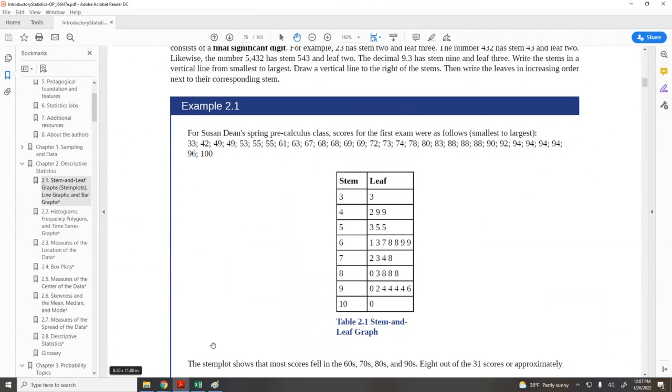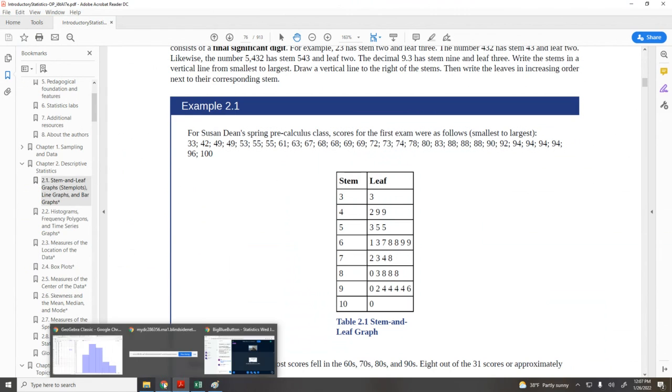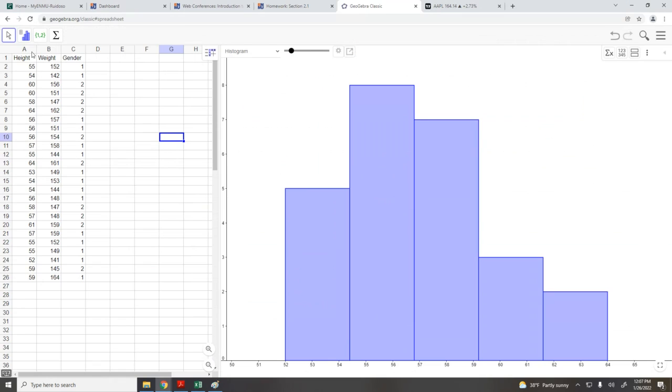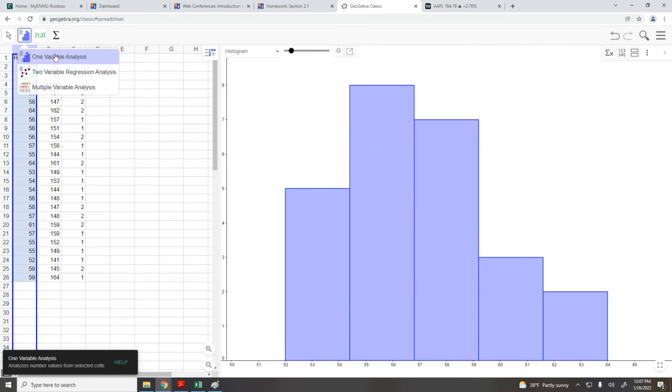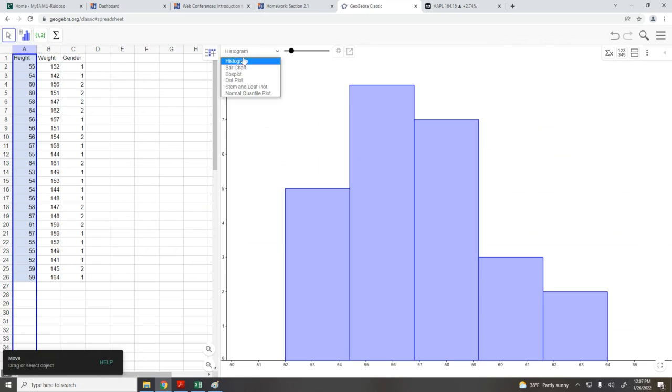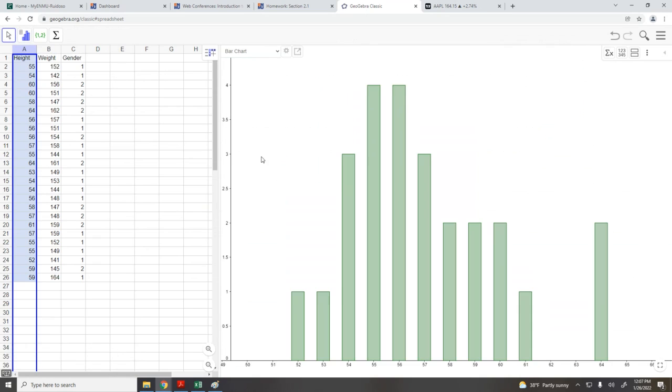Okay, it should have those kinds of things. All right, so now let us go for bar graphs. Okay, let us again go for the same thing. Let me choose the first column and go for one variable analysis. Go for that, and it will give us a histogram by default. Now let me go for the bar chart. So this is how it would look like.